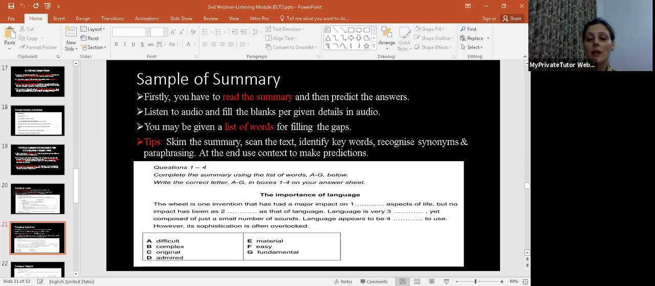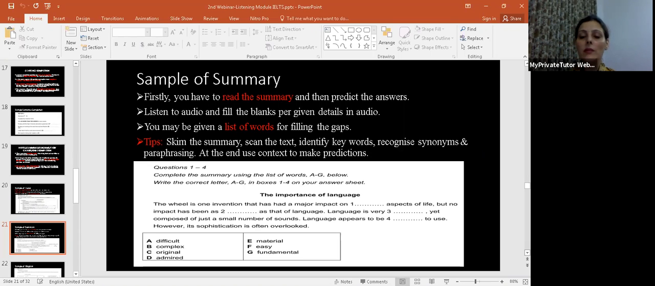You're going to write, okay, G for the one. The wheel is one invention that has had a major impact on dash aspects of life. Aspects. Oh yes, I think the fundamental. You can write G over here. You're not supposed to write the whole word, the whole spelling, over here. You have to be very particular, because the question is asking you to write A, B, C, D, E. You have to label like that.